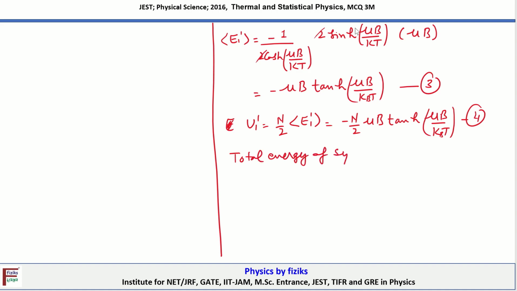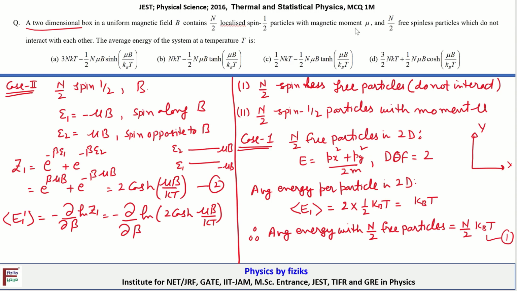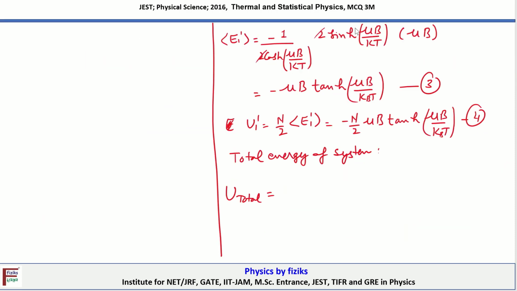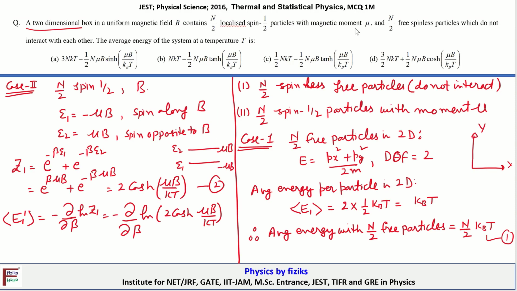Now the total energy of the system constituting n by 2 spin half particles and n by 2 spinless particles, that is U total, is the sum of equation 1 and equation 4. So equation 1 gives us an energy of n by 2 kBT, and then minus n by 2 mu B tanh of mu B upon kT. So that's the answer. Therefore option C is the correct one here in this case.